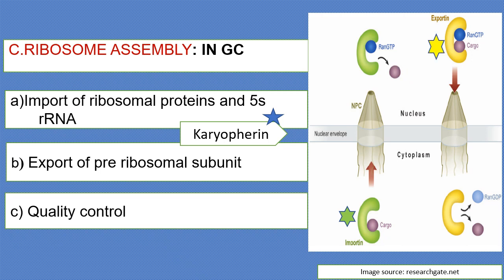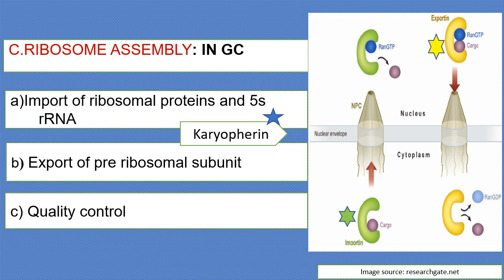In the same way, the exportin is represented with yellow color. It binds both the RAN-GTP and cargo molecule inside the nucleus, and after its translocation through the nuclear pore complex, it releases the cargo molecule upon conversion of RAN-GTP into RAN-GDP.